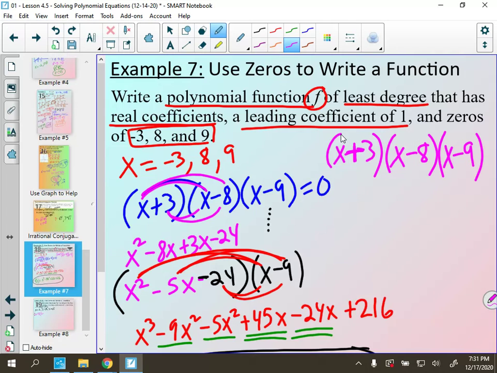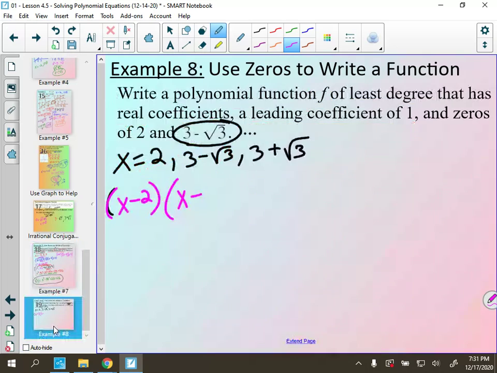So if I follow that process of always starting off as x minus, it's going to be x minus, what's my whole zero here? It's this whole thing we said, right? So it's got to be, and here's where it gets kind of messy, x minus this whole thing, 3 minus the square root of 3.